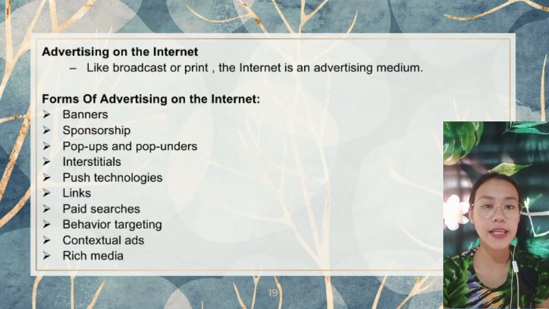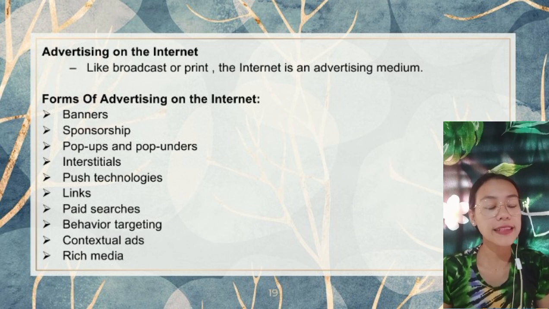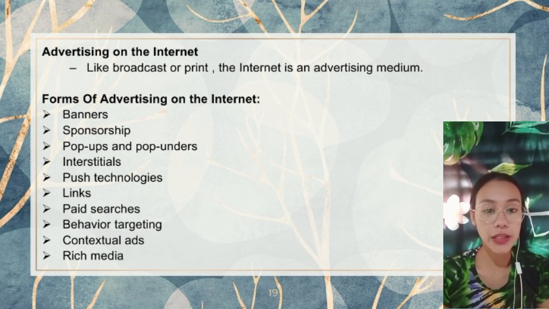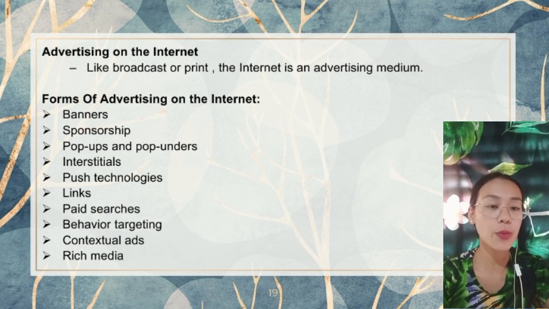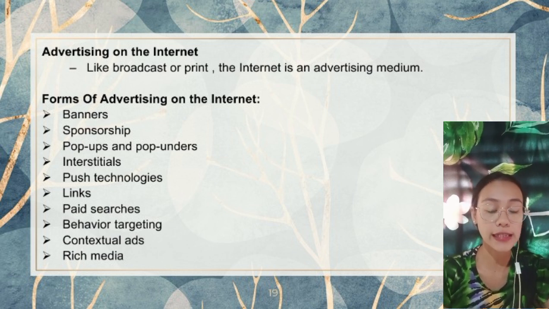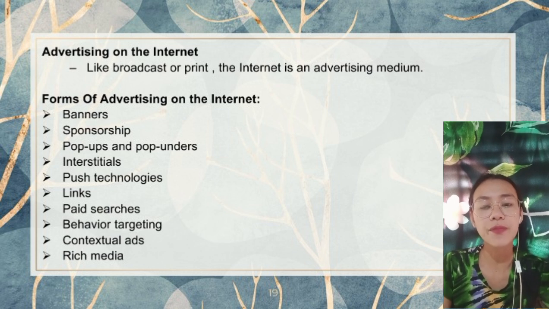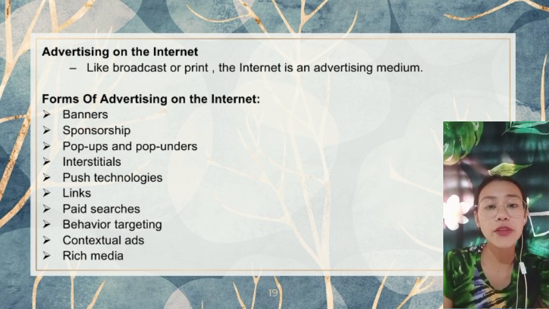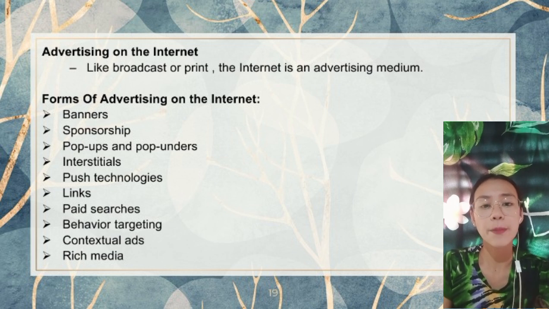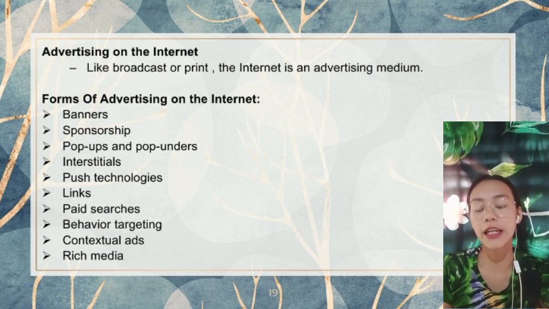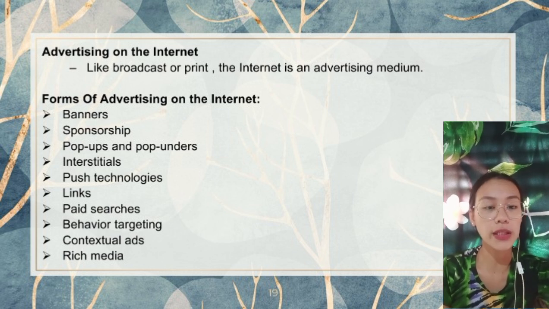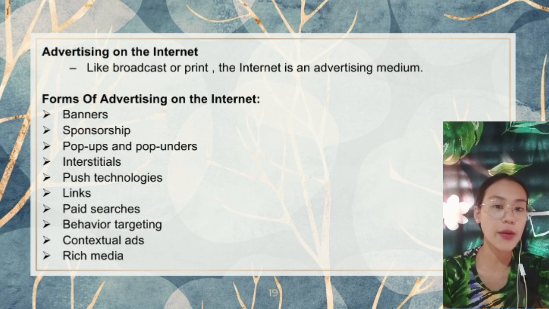Next is the advertising on the internet. Like broadcast or print, the internet is an advertising medium. Some companies or organizations consider this medium to promote their product and services. So we have forms of advertising on the internet: the banners, sponsorship, pop-ups and pop-unders, interstitials, push technologies, links, paid searches, behavior targeting, contextual ads, and rich media.